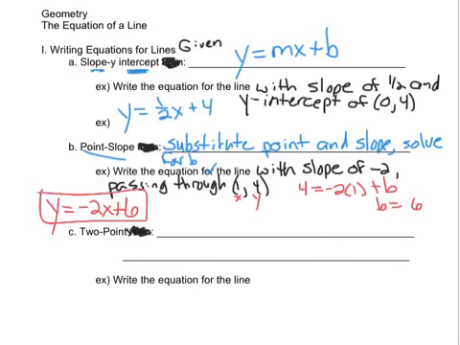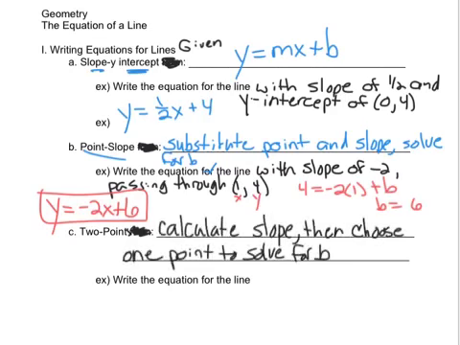Now, if I have 2 points, what you have to do is first calculate the slope, and then use the process that I described in part B. So you'll be given 2 points, but you need to choose one of them. It doesn't matter which one you choose to solve for b. Here's an example. Write the equation for the line through 6, 5, and -3, -1.